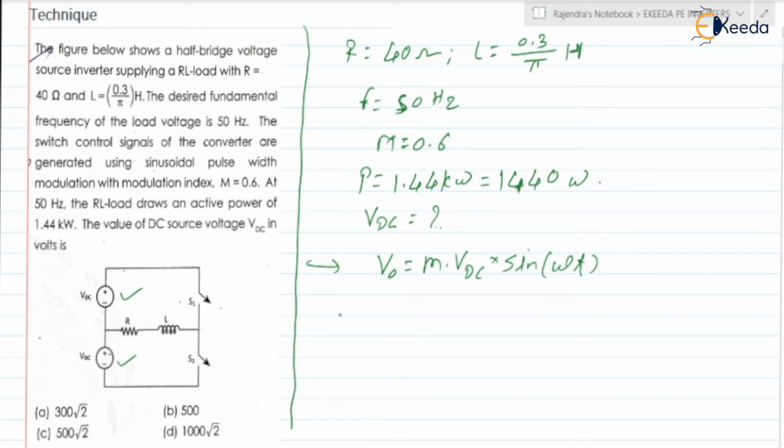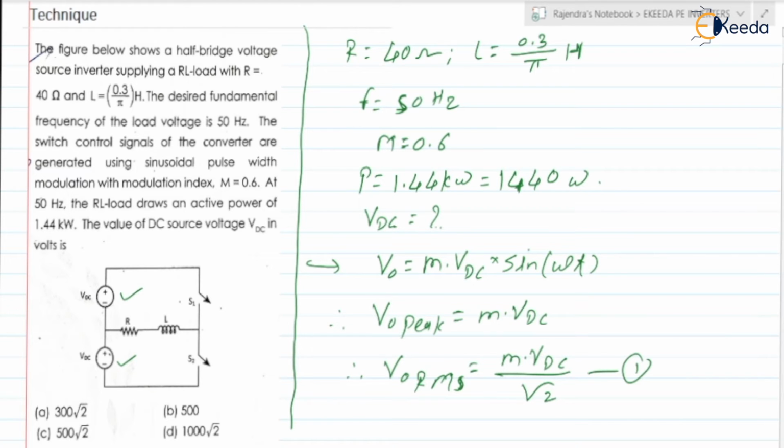Therefore we can write V0 peak is equal to M into VDC. So V0 RMS is equal to M into VDC divided by root 2. Consider it as equation 1. So V0 RMS is M VDC by root 2.